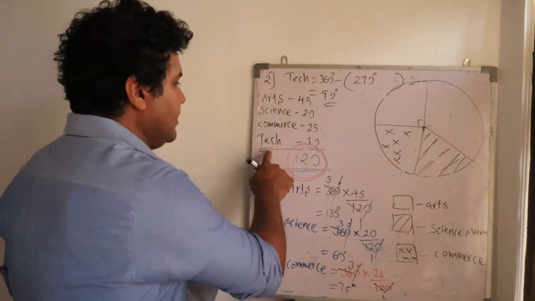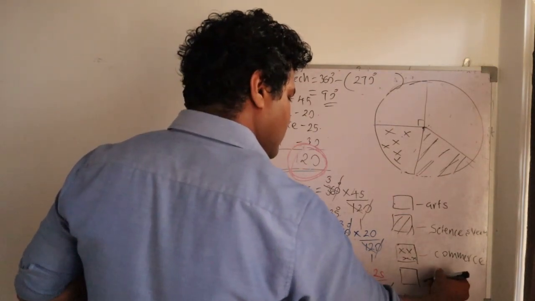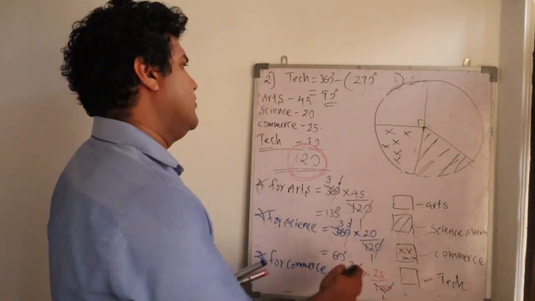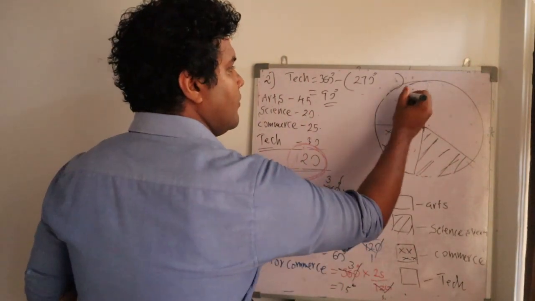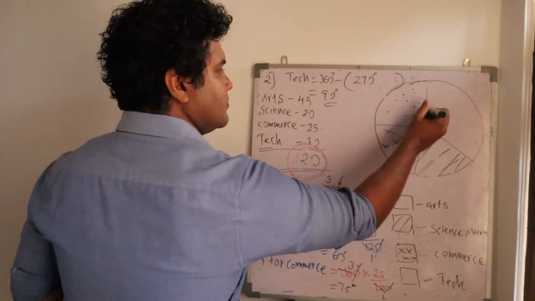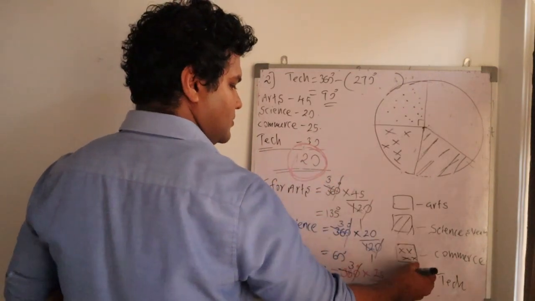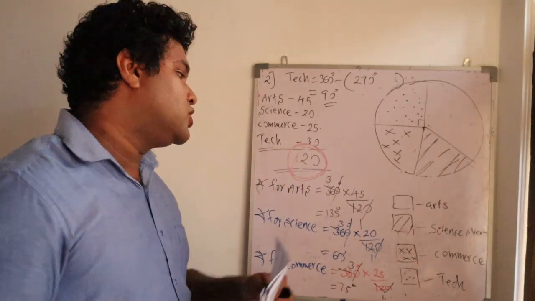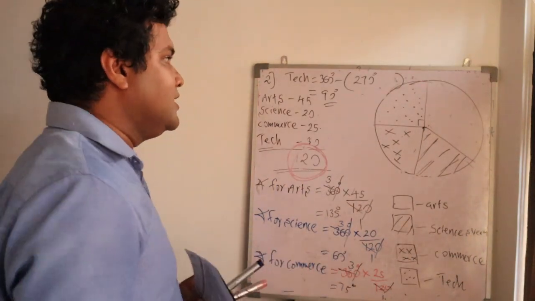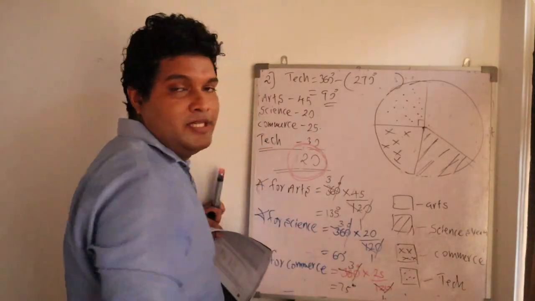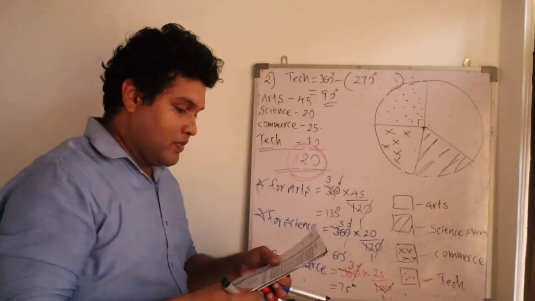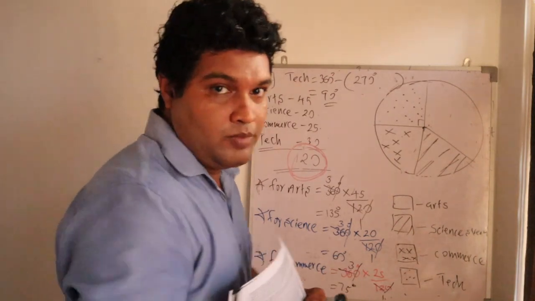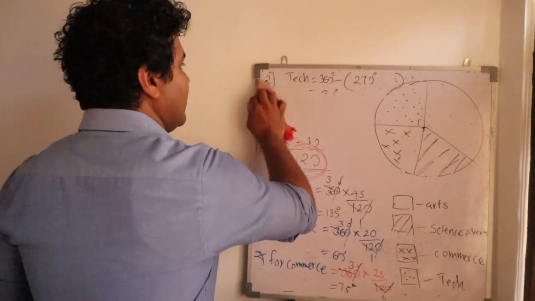And finally, technology. For technology, we will use a different pattern. We can use dots, by making some dots, to illustrate the students doing technology. Okay, this is the total answer for question number 2. I will now discuss question number 3 in exercise 11.1. This is the last question of 11.1 of grade 10 mathematics.